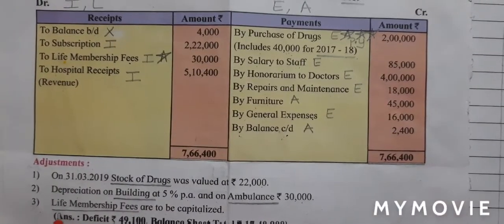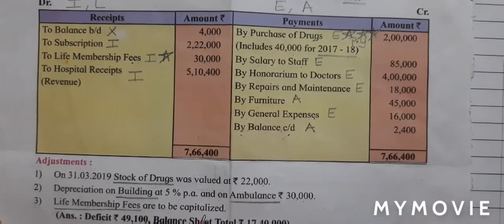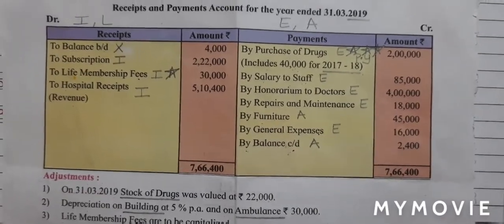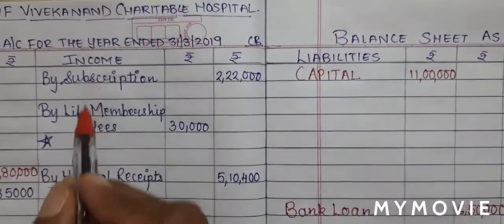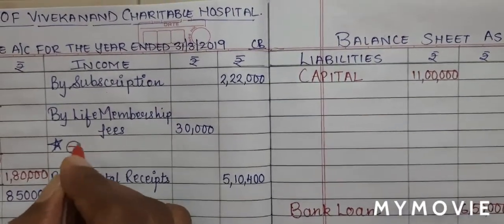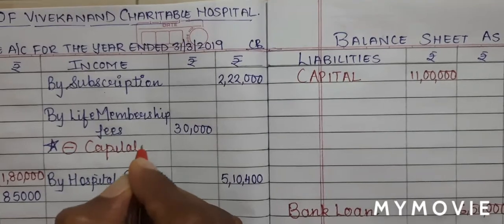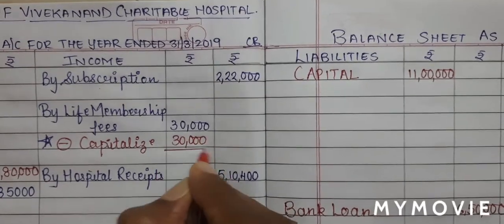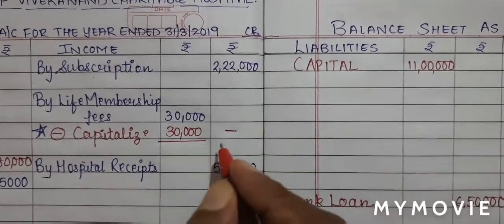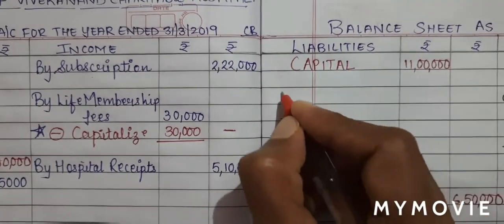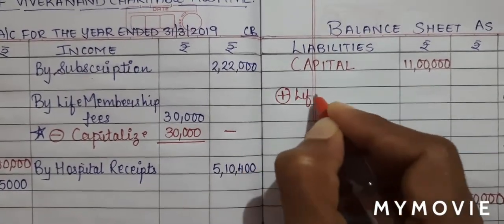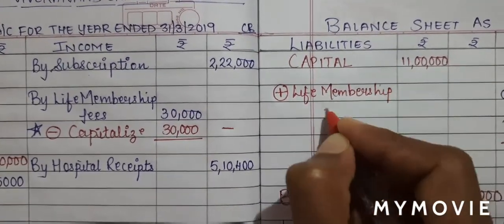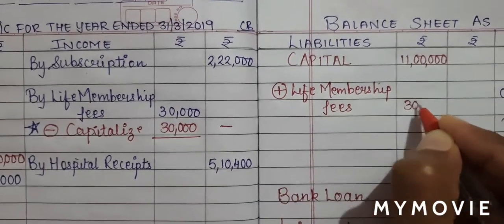Adjustment number 3. Life membership fees are to be capitalized. So we have to capitalize life membership fees. Let's do the first effect. On the income side, I have life membership fees. I'll say less capitalize. Entire amount 30,000. So in the outer column, it will be dash. Now I have to add it to my capital. So on the capital, I'll say add life membership fees 30,000.